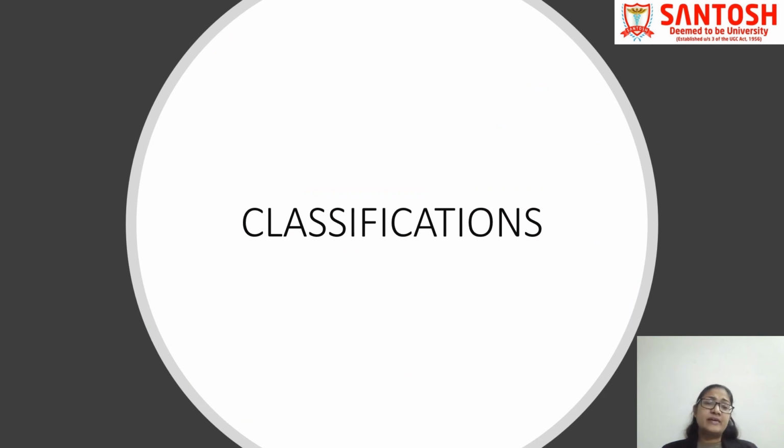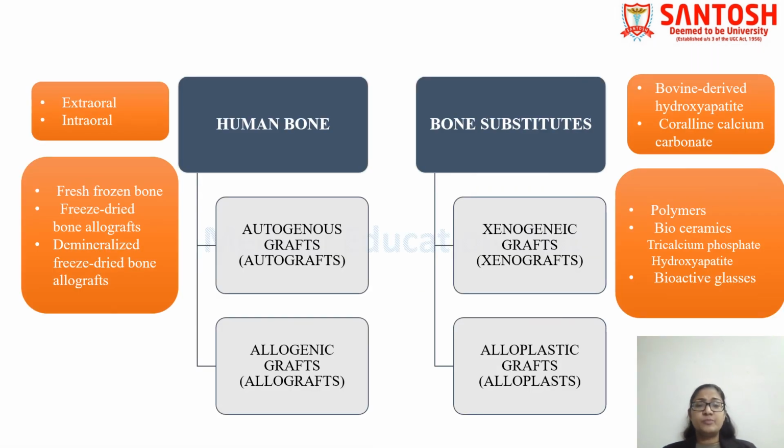So let's have a look at the brief classification of the bone grafts. Now it could be either human bone or it could be bone substitute. So if it is human, then it could be either autogenous, that is from self, or it could be allogenic, that means from the same species but non-self. So if it is self, then it could be either from extraoral or from intraoral sources, and if it is allogenic, it could either be fresh frozen bone or freeze-dried bone allografts, or it could be DFDBA. Now DFDBA is demineralized freeze-dried bone graft.